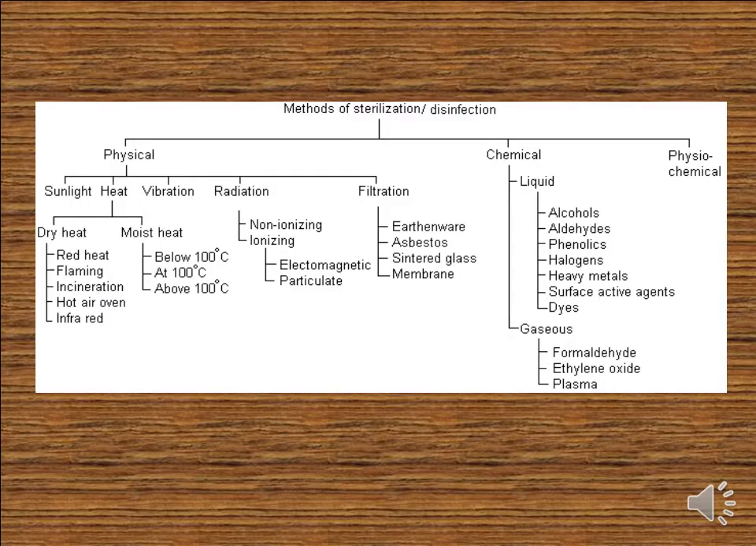This figure shows the methods of sterilization are physical, chemical, and physiochemical, and classified the physical to sunlight, heat, vibration, radiation, and filtration. And we have chemical disinfectant like liquid or gases. The liquid that include alcohol, aldehyde, phenols, halogen, heavy metals, surface active agent, and dyes. And the gases formaldehyde, ethylene oxide, and the plasma.